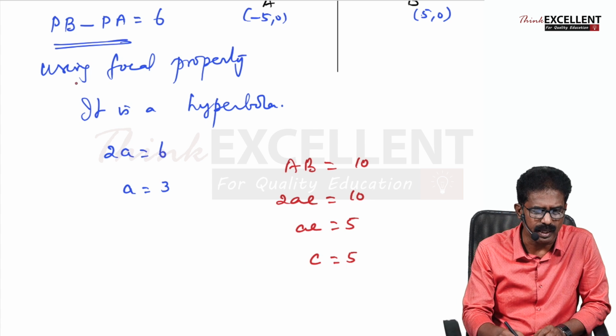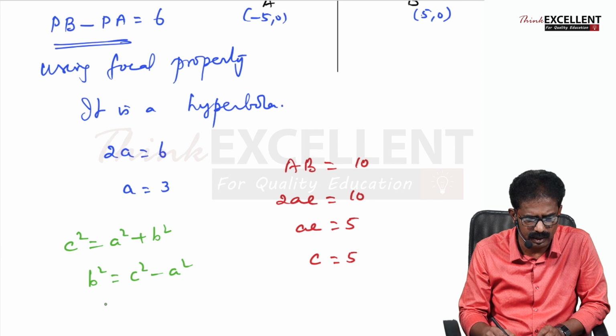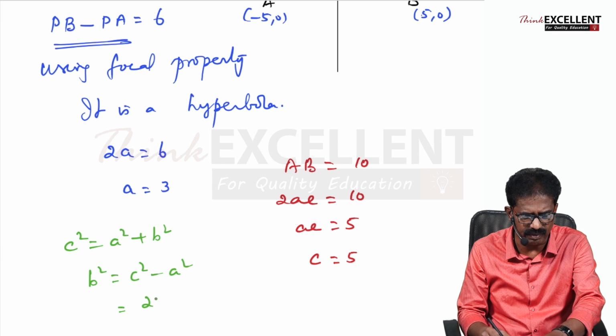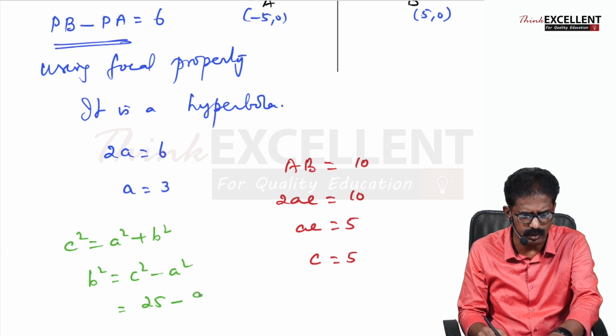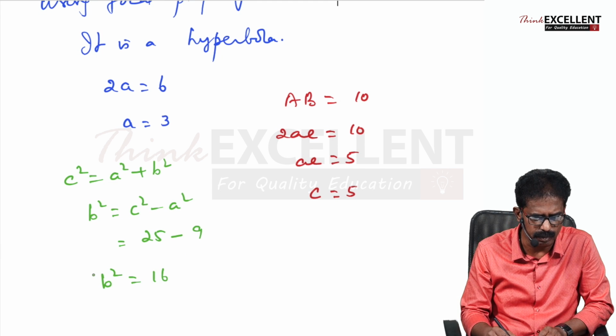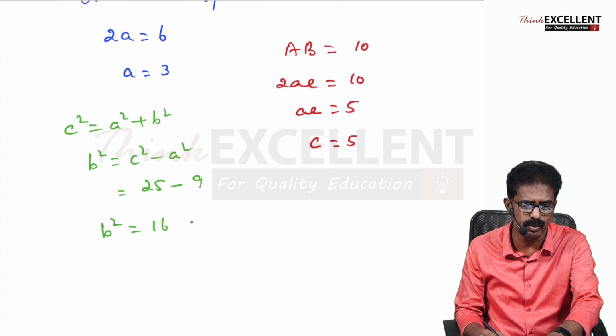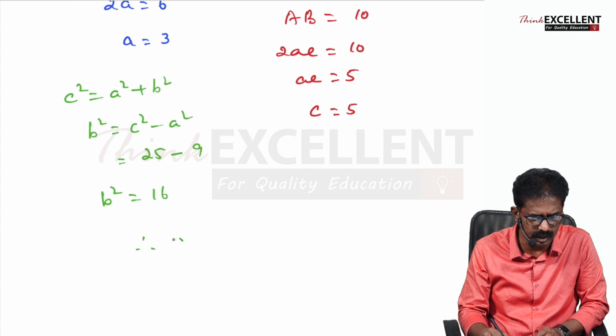We want b square, right? For that, we have c square is equal to a square plus b square. So b square is c square minus a square. c square is 5 square, 25, minus a square, 3 square, 9. So you are getting b square equal to 16. So a value is 3, and a square is 9. Therefore, the equation of the hyperbola.